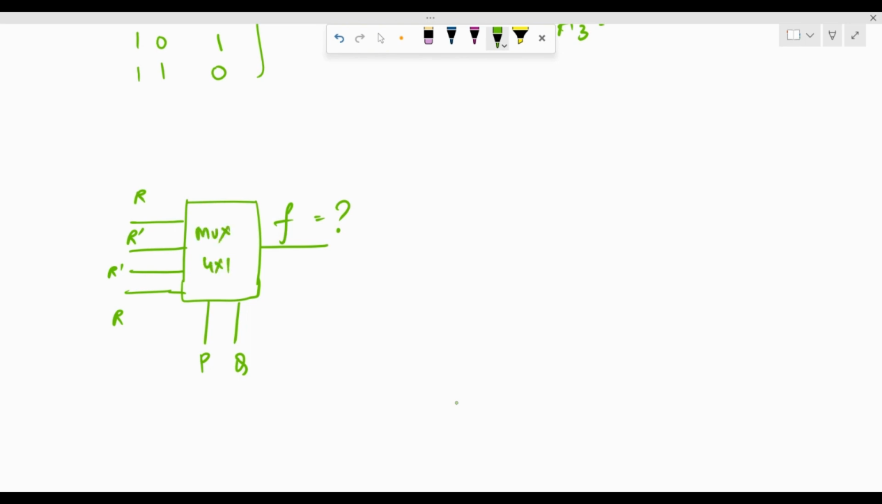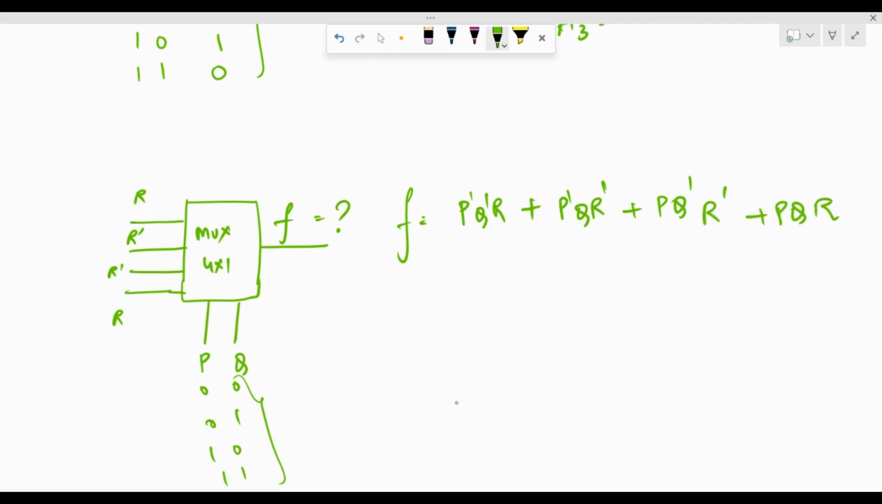So for this 4 cross 1 mux, let's find out the expression for F first and simplify it, and then we can match that with the options that are available. So here, what is F in this case? If this is what is given, straight away we can write out the expression for it. So we have p dash q dash, which would select r. Then we have p dash q to select r dash. Then we can have pq dash, which would select r dash again, and pq will select r. So that is I0, I1, I2, and I3 in this case. So let's simplify this expression and see what we get.